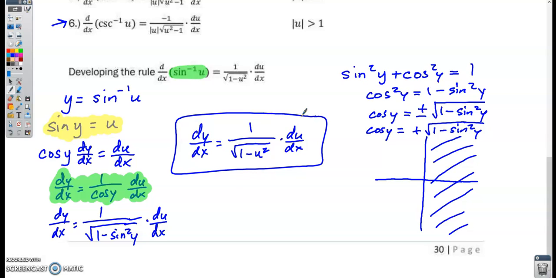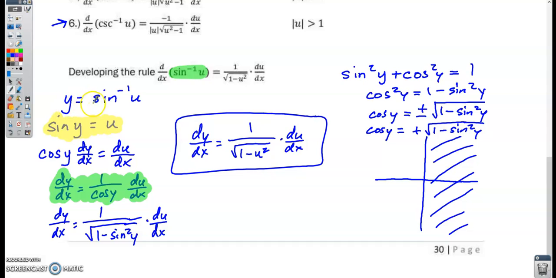And as I started teaching the class, I was like, okay, I got to make sure that I talk to my students about where these rules come from, just in case. And like I said, the development for the rule for the derivative of the arc cosine is almost identical to this one. And it ends up just differing by a sign in the end.